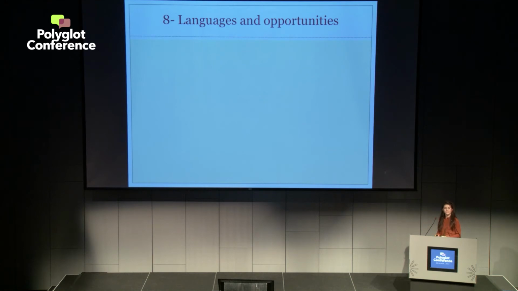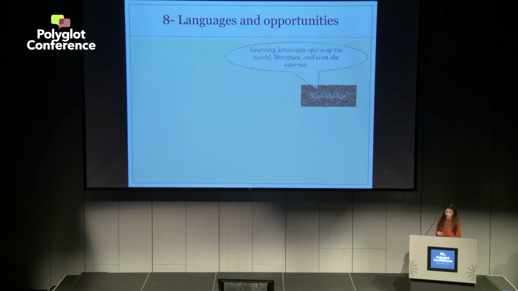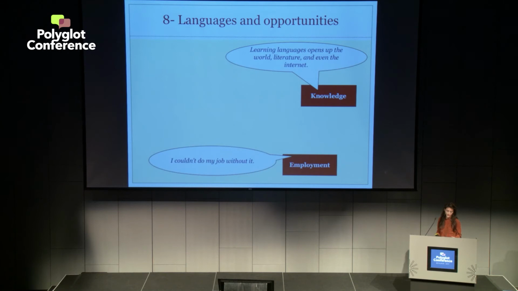Now, the last thing that you should know about bilingualism in autism is that language brings opportunities. So, for example, basically the opportunity of knowledge. Learning languages opens up worlds, literature, and even the internet. That is quite obvious, but still, they reported it, and for many of them, it was really, really important. Another thing: employment and education opportunities. For example, many reported that they couldn't do their job without their multiple languages.